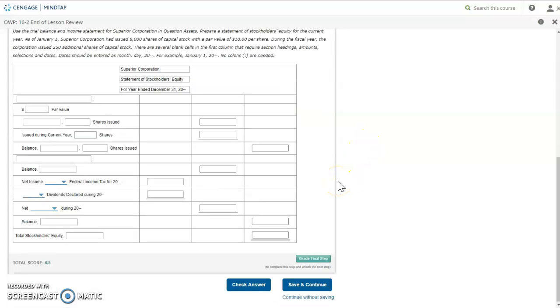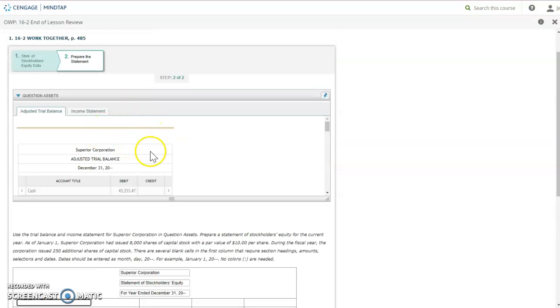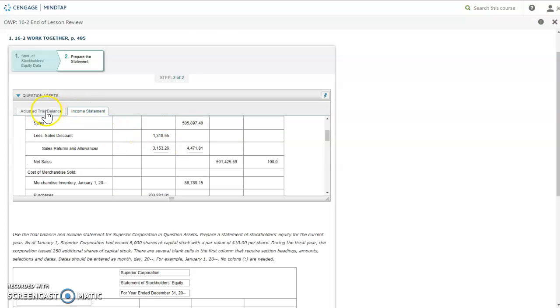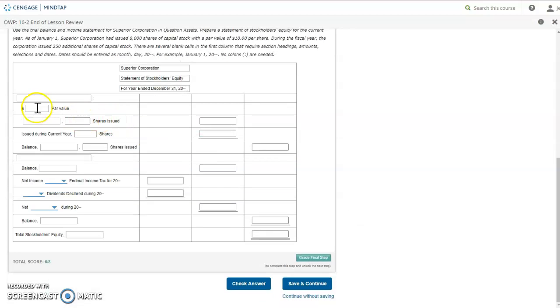Okay, now we're going to create the first section of our statement of stockholders' equity. And so that's just going to be our heading here. Usually they give us a word bank, but they don't do that for us. So I would definitely suggest that you have your book open to help you through this. Our first section of our statement of stockholders' equity is going to be capital stock. So that's the label that we're going to list. And then we're going to put in our par value.